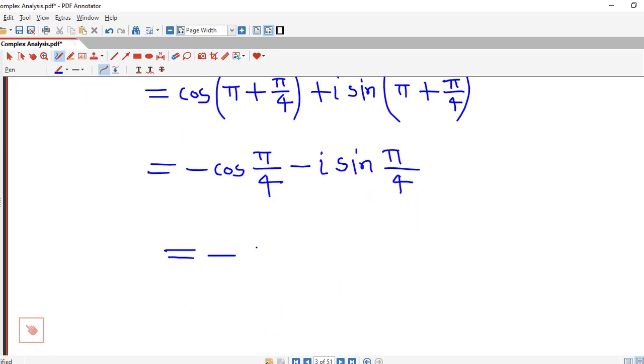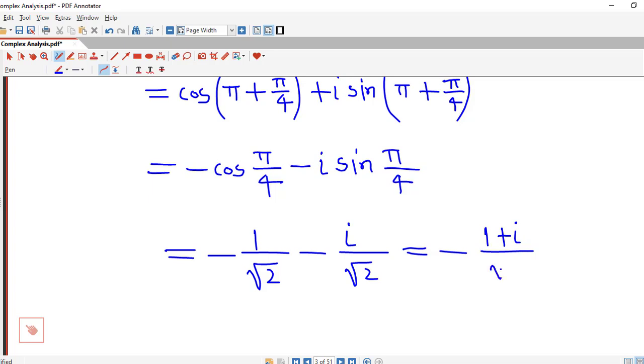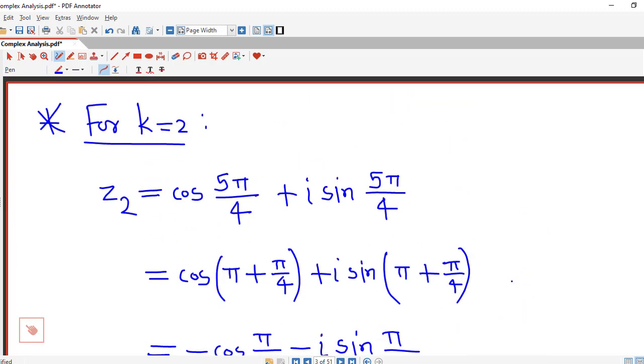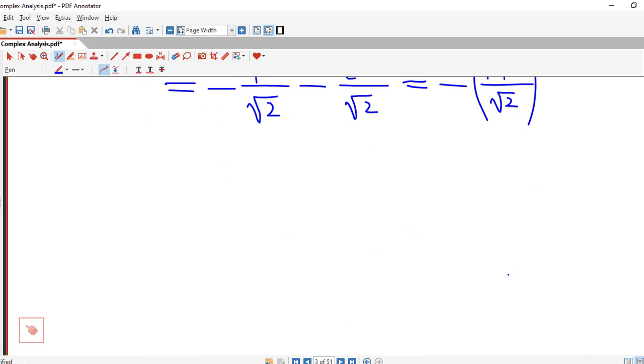Now cos pi by 4 is 1 over root 2, sin pi by 4 is also 1 over root 2. So this we can rewrite as minus, if we take 1 over root 2 outside, it is minus 1 plus i divided by root 2. So this is the root corresponding to k equal to 2, and the last root corresponds to k equal to 3.